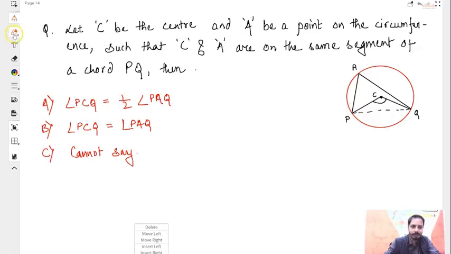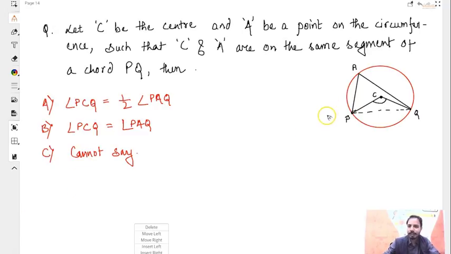Now suppose I have a chord PQ. Now it subtends an angle at the center and it subtends an angle at the circumference on the same side again. Then what is the relationship? So let us say that C is the center and A is the point on the circumference, and now I have two angles PCQ and PAQ, from the same chord PQ on the same side of the segment. Then what is the relationship?